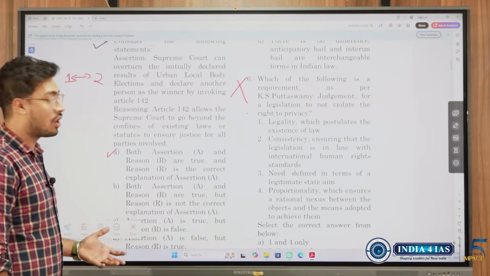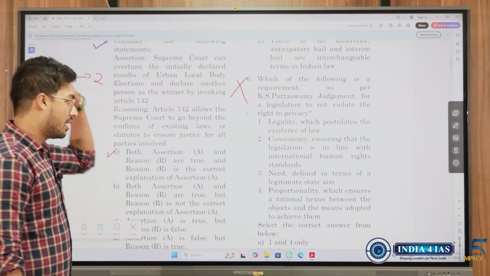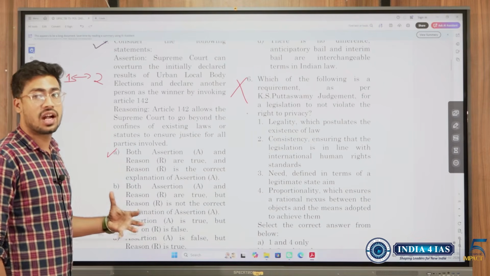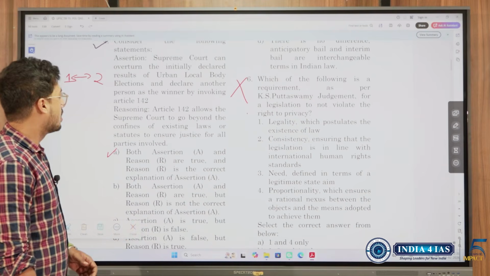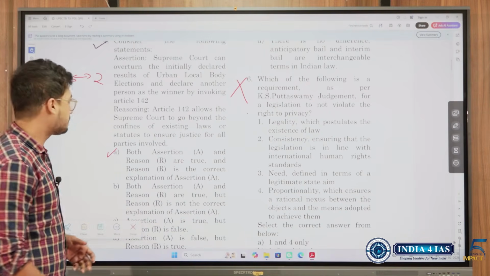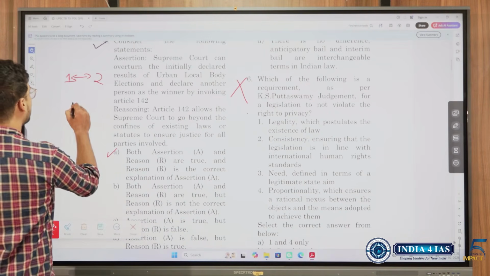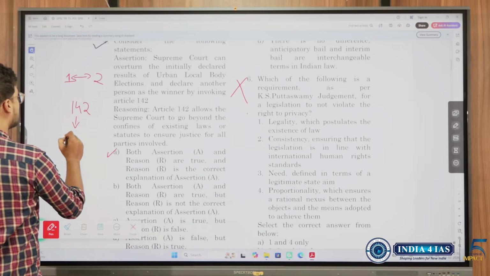This was one way of doing it if you did not know what Article 142 is, but it is good if you know what Article 142 is, because it will be helpful even when you are writing the mains answer. Sometimes even a test series dedicated question was asked on Article 142. So Article 142, Supreme Court will have the power to make complete justice.